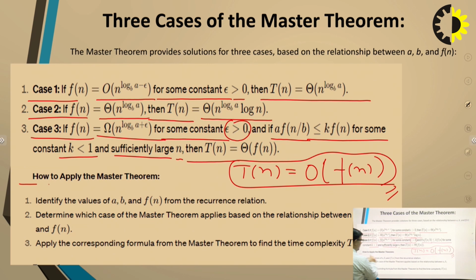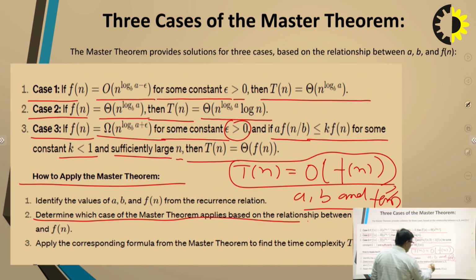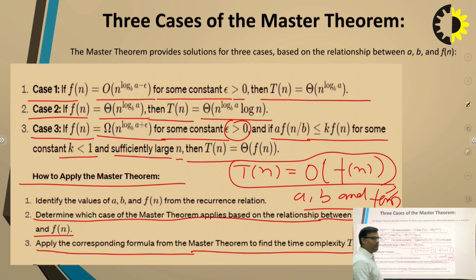How to apply the master theorem? First, we identify the values of a, b and f(n). Second, determine which case of the master theorem applies, based on the relationship between a, b and f(n). Firstly, we determine which type of case will be applied in our equation. Third, apply the corresponding formula from the master theorem to find the time complexity T(n).